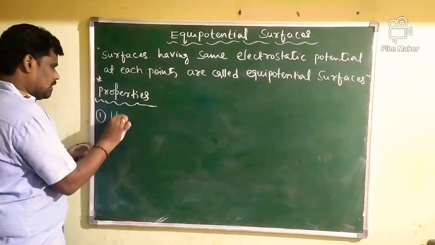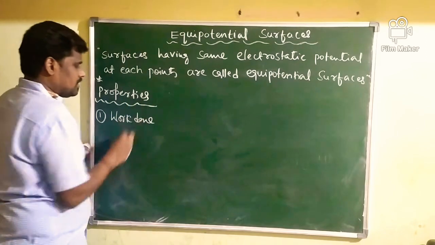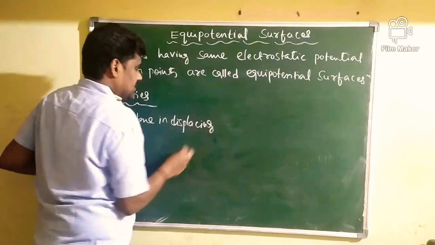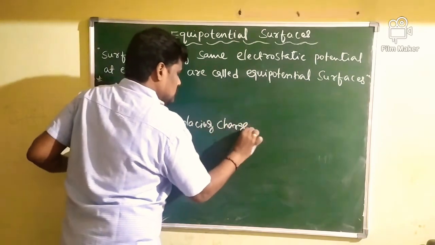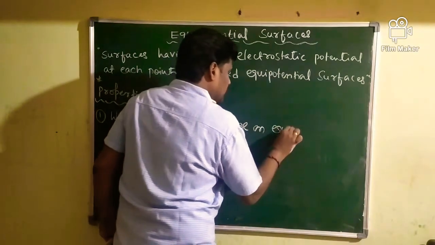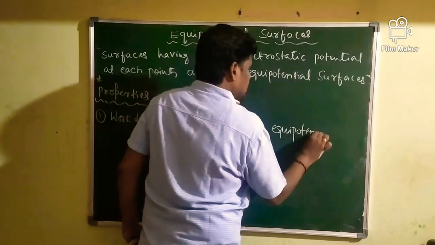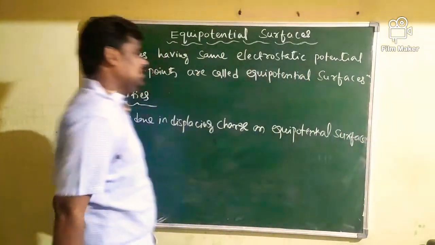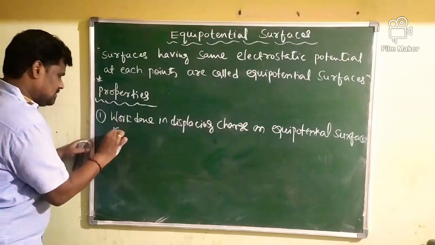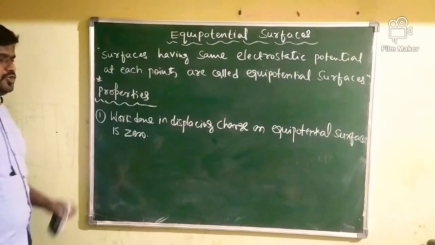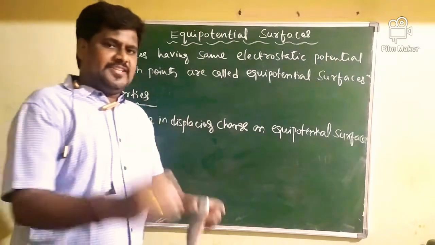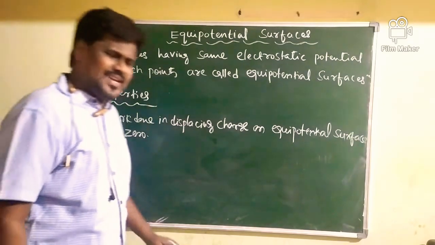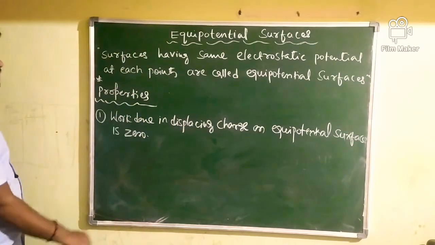First property: work done in displacing a charge on an equipotential surface is 0. There is no work done when you are displacing a charge from one point to another point on an equipotential surface. Can you tell me what may be the reason?